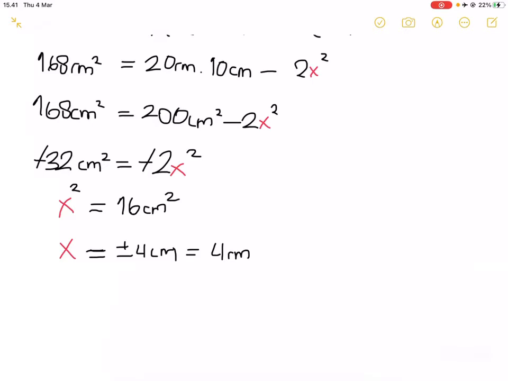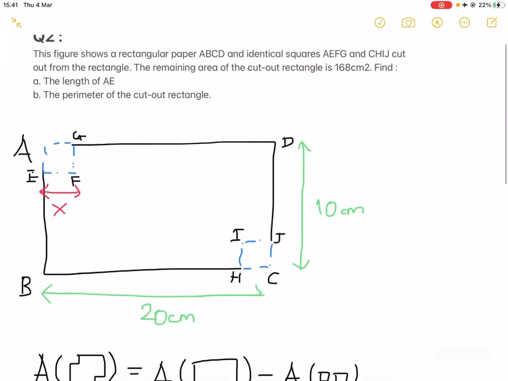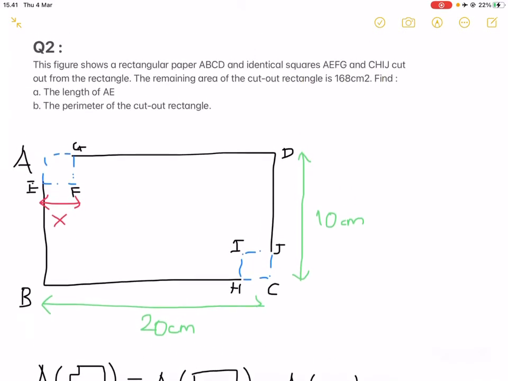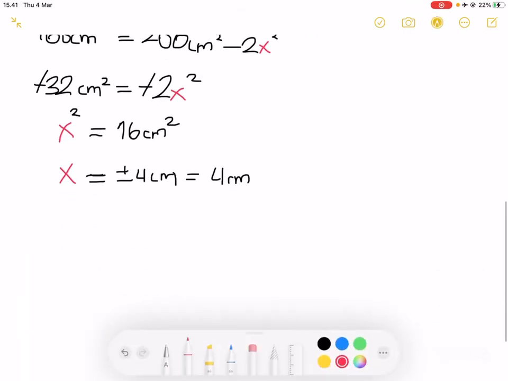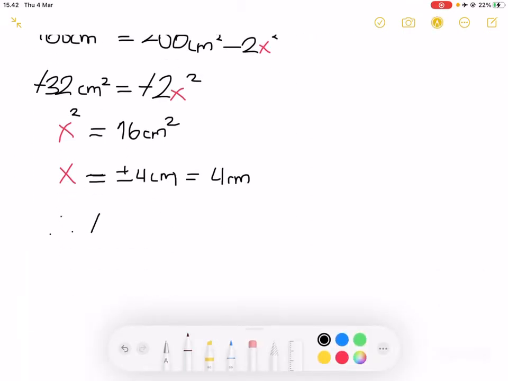And since a square has 4 equal sides, this x right here will be equal to this length. Sorry, not that length. This length right here, which is AE. So therefore, we have concluded that the length of AE is 4 centimeters.